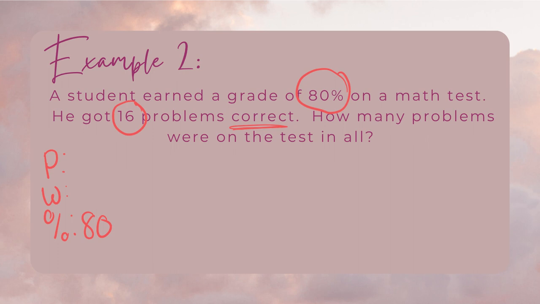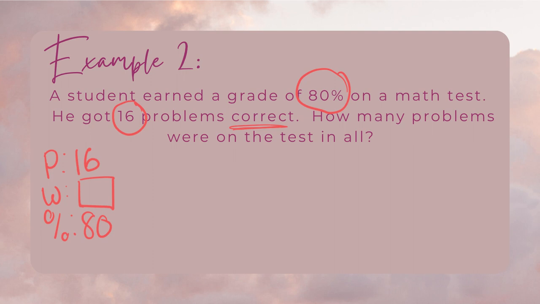16 problems correct. Not 16 problems in all, 16 correct, which means that 16 is the part, because that's not the total questions on the test. Those are just the questions he got right. He also got some wrong, which means we are looking for the whole.